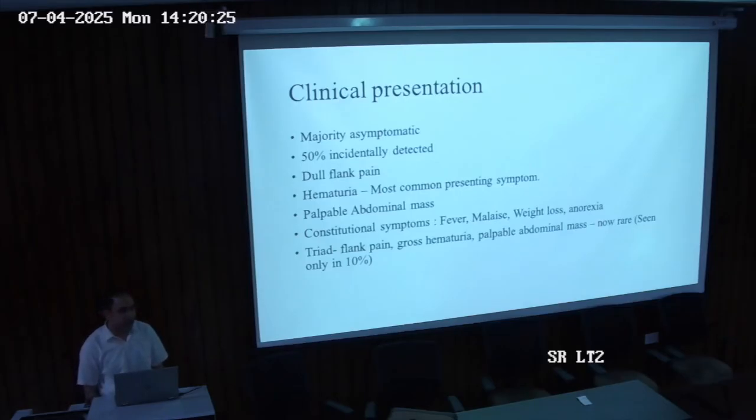So the triad of renal tumor is flank pain, gross hematuria, and palpable abdominal mass. This triad is rarely seen nowadays because of easy availability of ultrasound, so we detect small tumors at an earlier stage. This triad is seen in only 10% of cases. This one is also an MCQ: the renal triad of flank pain, gross hematuria, palpable mass is seen in only 10% of patients with renal tumor.